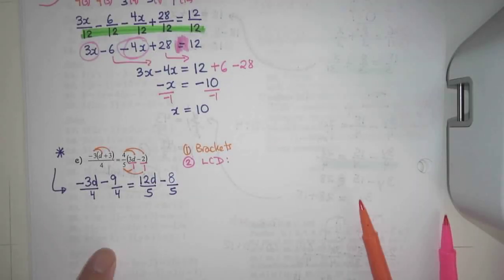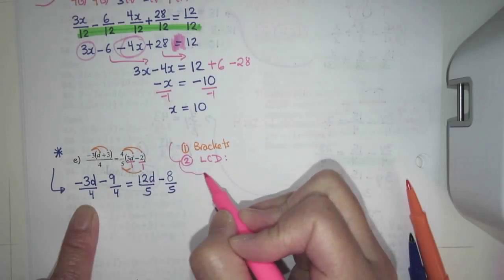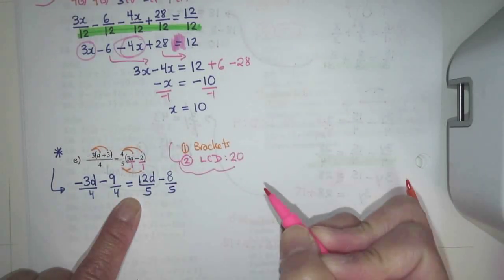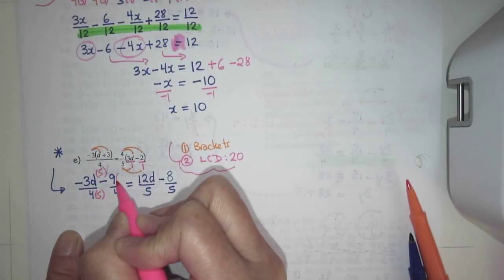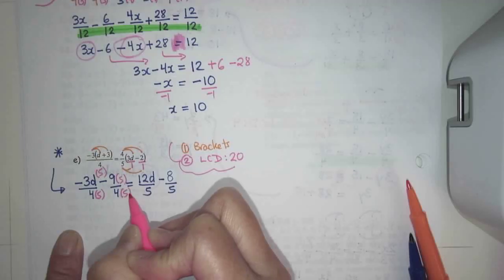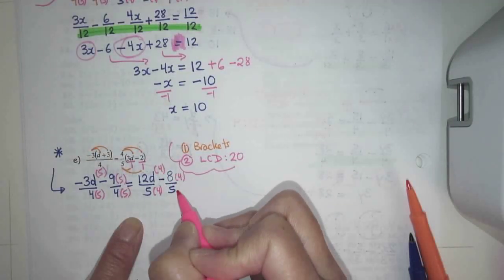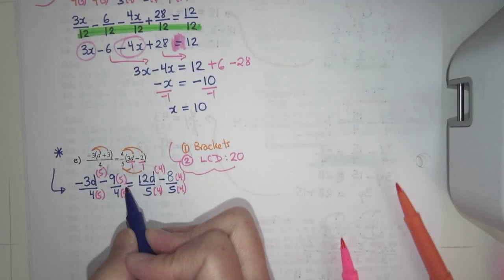Okay, so then we want to do lowest common denominator. For me, the lowest common denominator I see over here is 20. So 20. So this one I'm going to multiply by 5, top and bottom, and this one by 4, top and bottom.